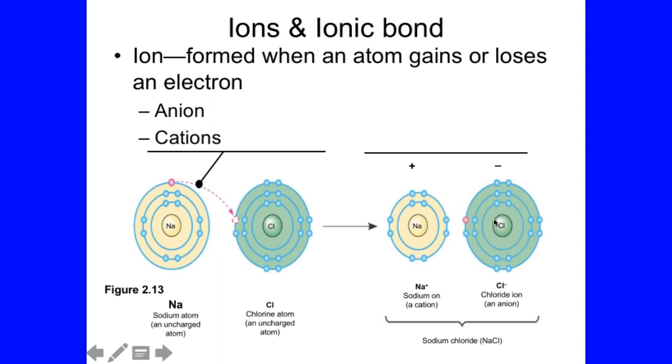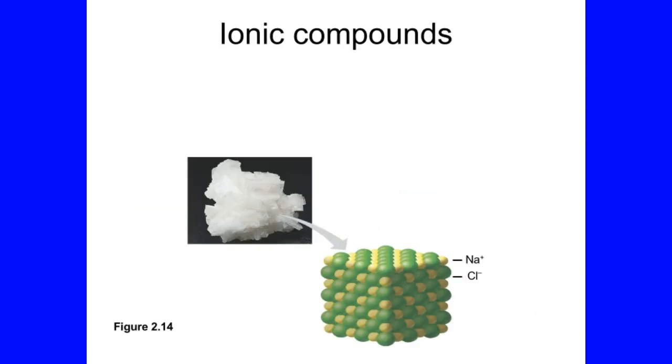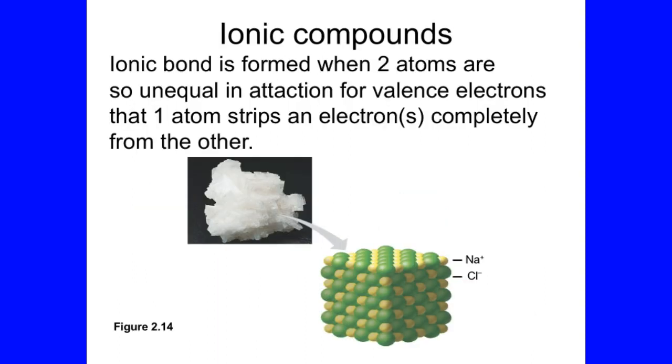The cation, remember, cats like to tear things apart. So I think of it like this: poor little sodium is getting torn apart and that electron is getting torn off of it. So now it is considered a cation. It lost an electron. An ionic bond is formed when two atoms are so unequal in attraction for valence electrons that one atom strips an electron completely from the other. One example we just looked at was the building up of sodium chloride, aka your table salt.